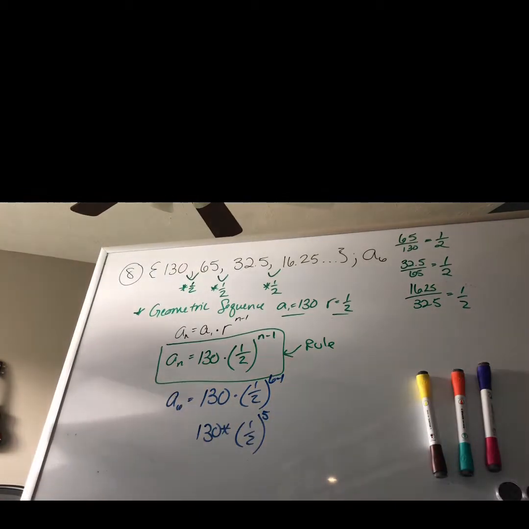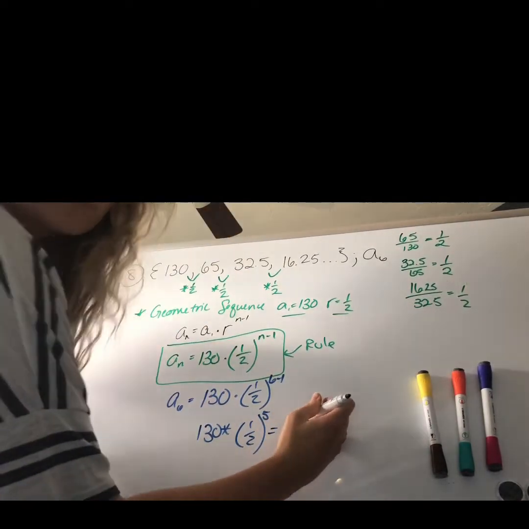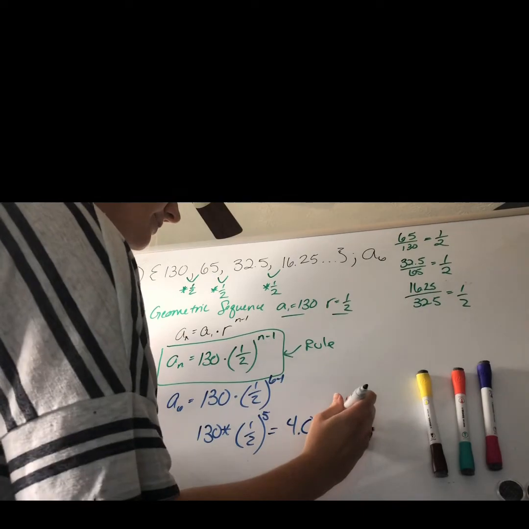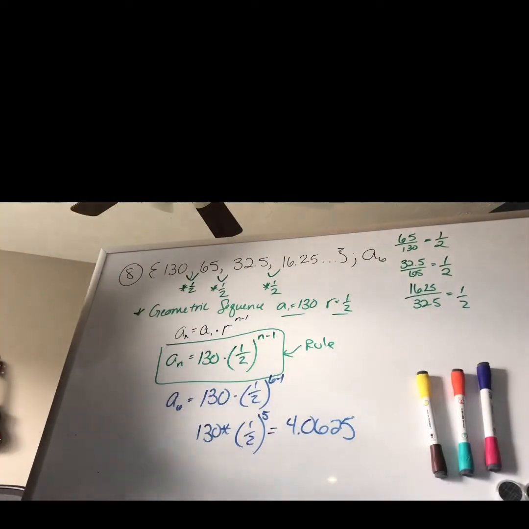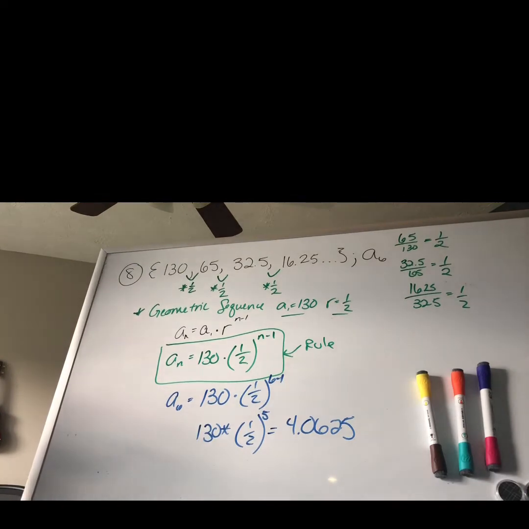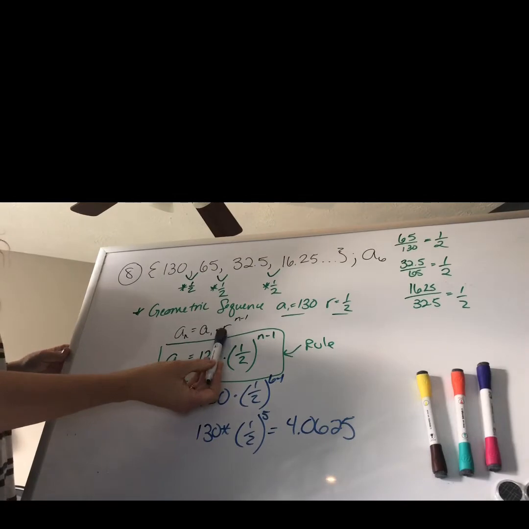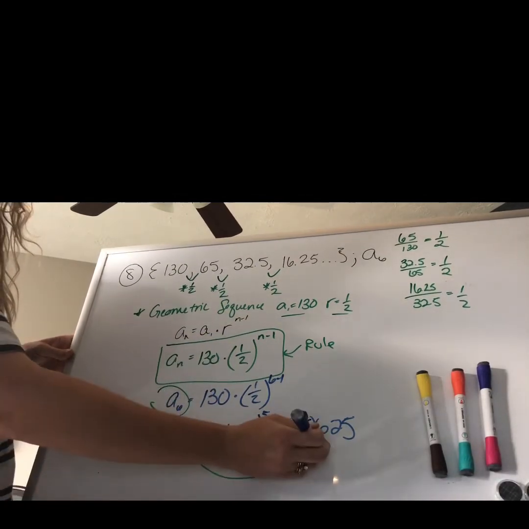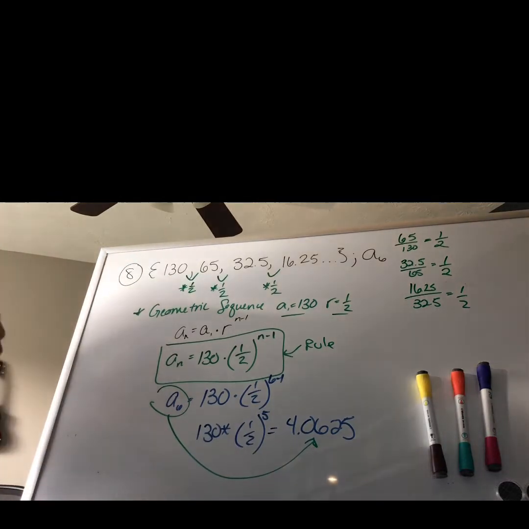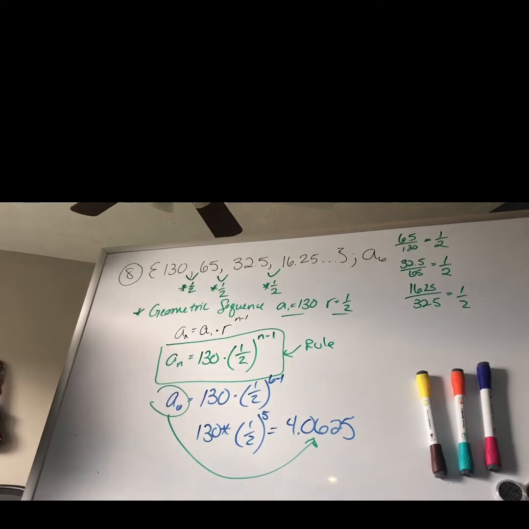And when you do that, you should get 4.0625. Yeah, 4.0625. So we have a rule, because we plugged in A1 and R, and then we have A6 here, 4.0625. Read your directions. Typically, I'll tell you what decimal place to round to.